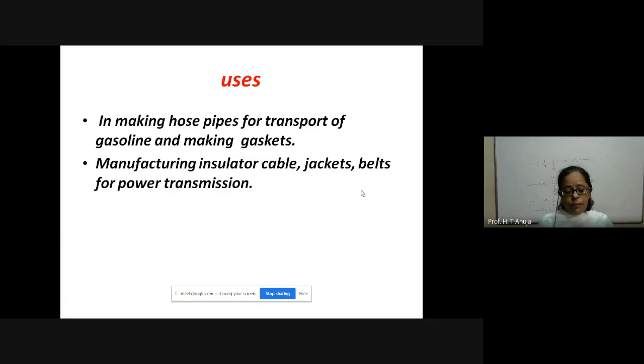Now see, the next topic is uses of this. It is used in making hose pipes for transport of gasoline, and making gaskets. It is also used for the manufacture of insulator cable, jackets, and belts for power transmission.